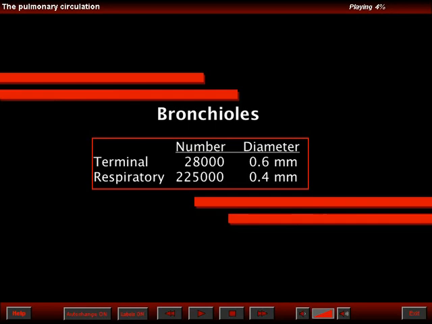The bronchioles that lead to the secondary lobule of the lung are the terminal bronchioles, and from there the respiratory bronchioles arise. The difference is that the latter have alveoli in their walls. There are about 28,000 terminal bronchioles with a mean diameter of 0.6 millimeter and about 225,000 respiratory bronchioles with a diameter of about 0.4 millimeters. It must be remembered that beyond the acinus is the primary lobule of the lung, where gas exchange takes place, but this is not radiographically visible.